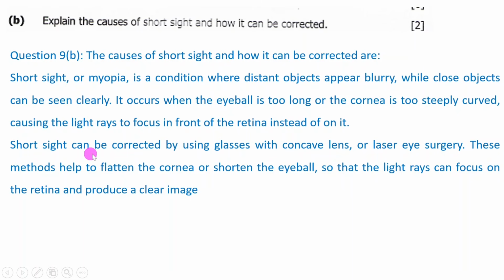So we are saying short sight can be corrected by using glasses with a concave lens or laser eye surgery. These methods help to flatten the cornea or shorten the eyeball so that the light rays can focus on the retina and produce a clear image. Yeah, we have answered this one.